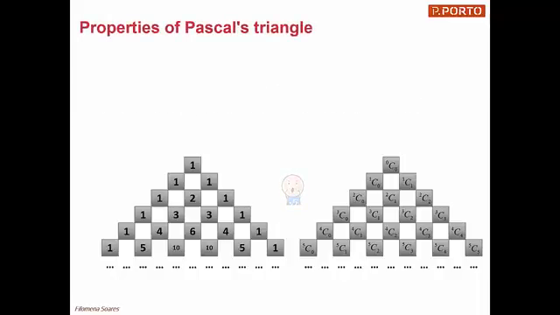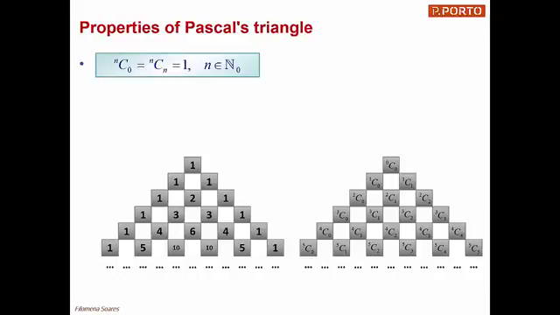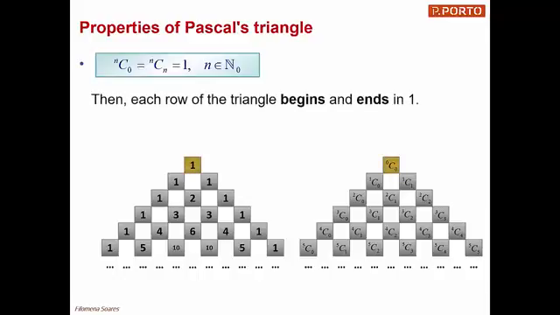Regarding the properties of Pascal's triangle, we can register that the combinations of n chosen 0 is equal to the combinations of n chosen n. This is revealed by the fact that each row of the triangle begins and ends with 1.